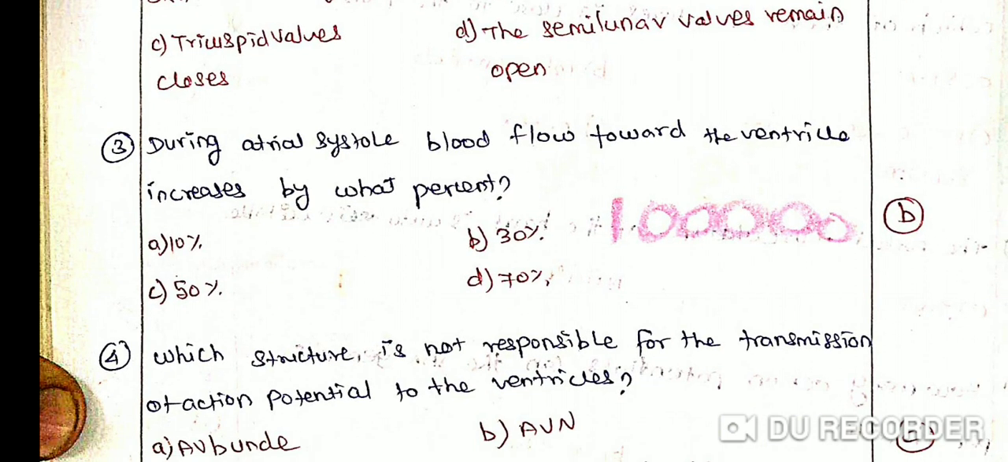During atrial systole, blood flow towards the ventricles is increased by what percentage? Option A 10, option B 30, option C 50, option D 70%. The correct answer is option B, 30%. During the atrial systole, both the atria contract simultaneously while the ventricles remain relaxed. They increase the pressure in the atria, forcing 30% more blood to flow into the ventricles.